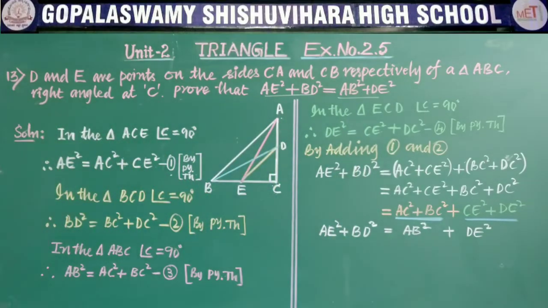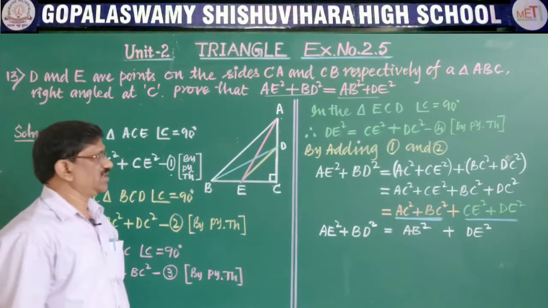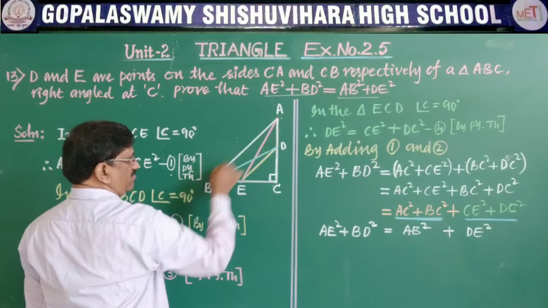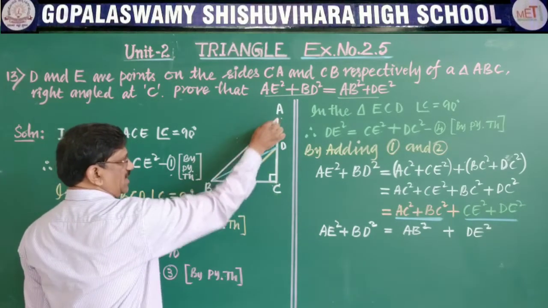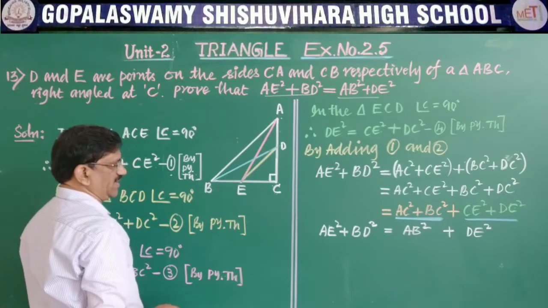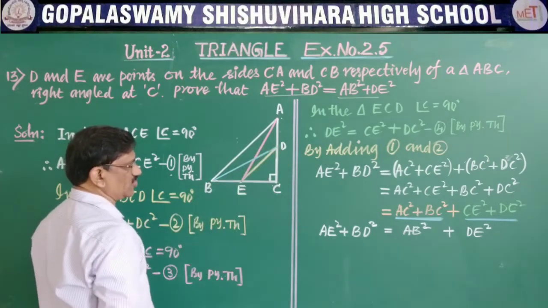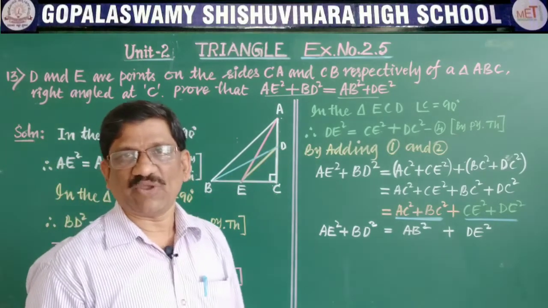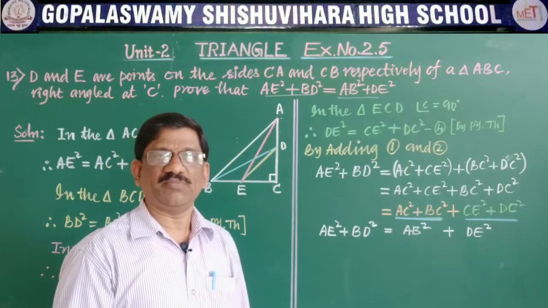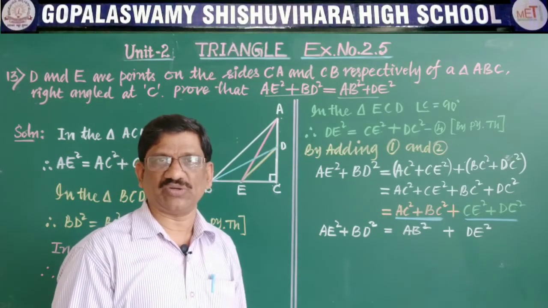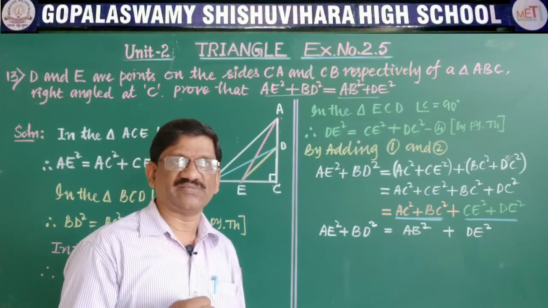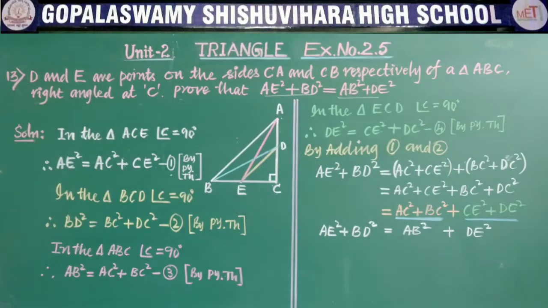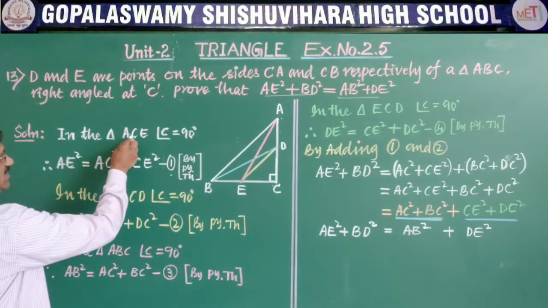How many right angle triangles can we find here? We can find 4 right angle triangles. One is triangle ABC, another is triangle AEC, the third is BCD, and the fourth is ECD. So there are 4 right angle triangles. For all the 4 right angle triangles, you apply the Pythagoras theorem. You write down the equation according to the Pythagoras theorem. Then it is very easy to solve or prove this. See here how to prove this. First, I am taking the triangle ACE.